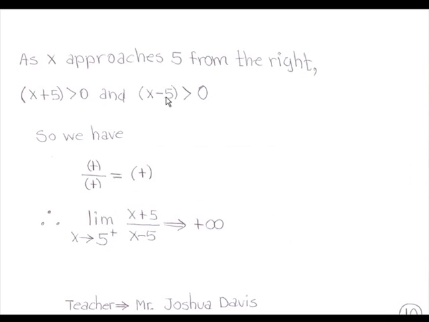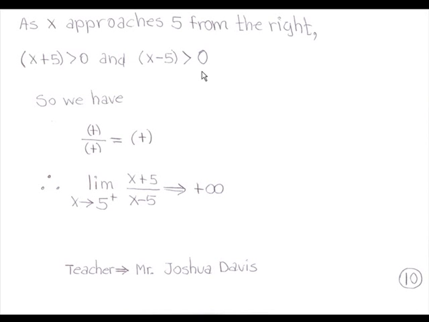As x approaches 5 from the right, x plus 5 is greater than 0. x minus 5 is greater than 0. So we have positive divided by positive, which is positive. So here's what we know now: as the x values approach 5 from the right, x plus 5 divided by x minus 5, that function begins to approach positive infinity.